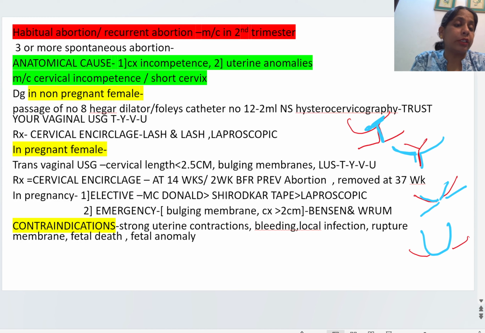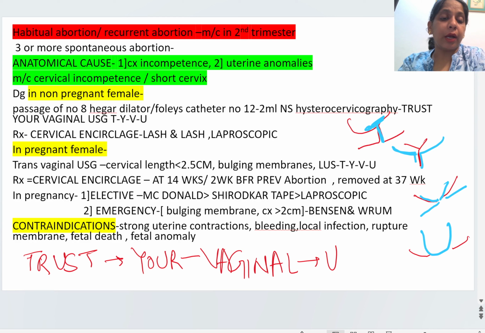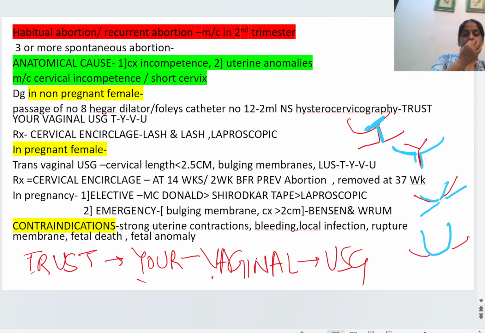So all these conditions show how the cervix progresses. Even at my clinical stage, we remember these by a simple mnemonic: Trust your vaginal ultrasound. Let me write it here so that it is easy for you to learn. T for Trust, your vaginal ultrasound. So T changes to Y, then Y changes to V, and then it changes to U.